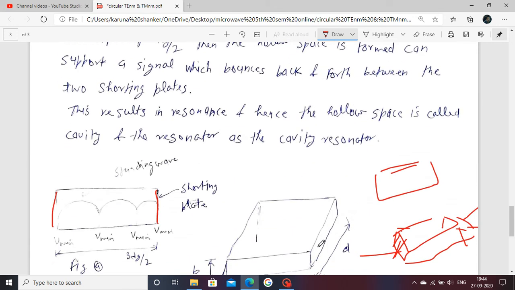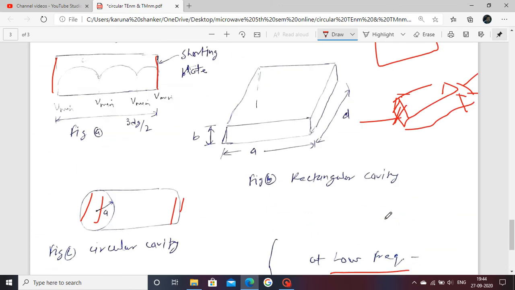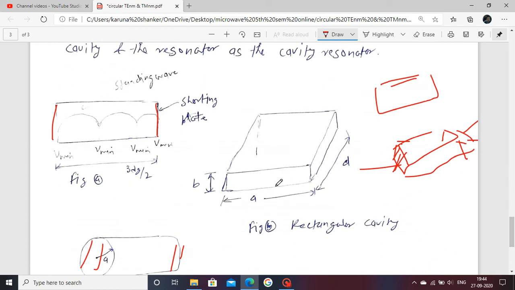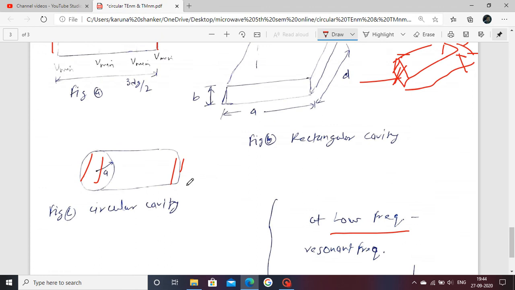Compare this with low frequency, where you use L and C. In high frequency, such as microwave, there is a cavity, which takes a rectangular or circular form. One example from the experiment we have seen is the frequency meter, which is a circular cavity used to observe a particular frequency flowing inside your waveguide.